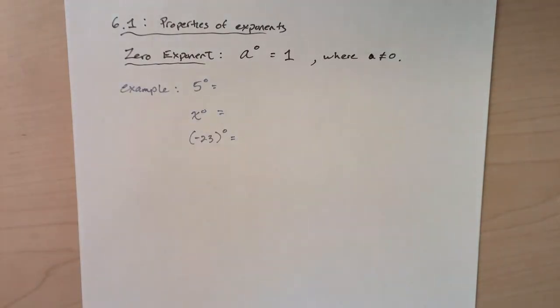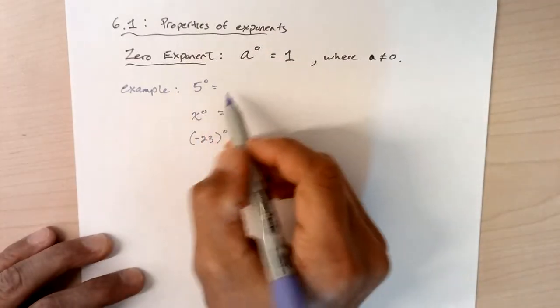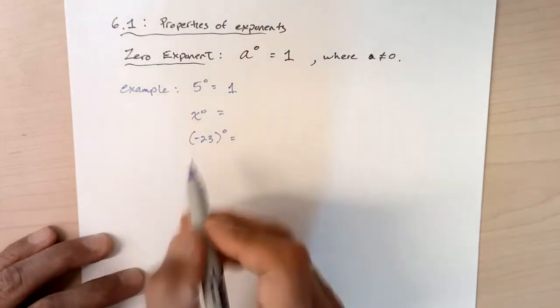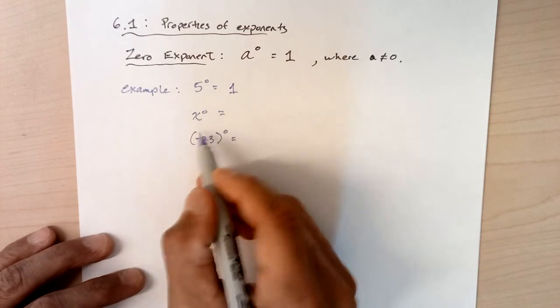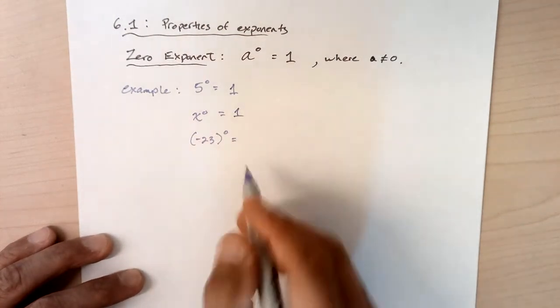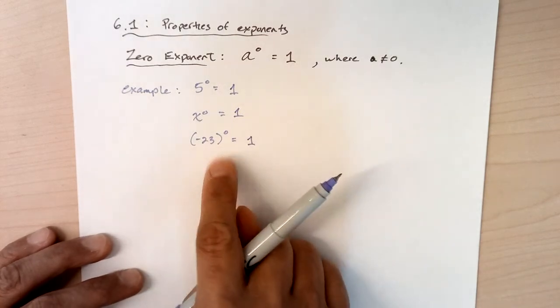Again, anything other than 0 to the 0 power is 1. So 5 to the 0 power, that should be 1. And then you could even try that on your calculator. 5 to the 0 power on your calculator would give you 1. As long as x is not equal to 0, x to the 0 power would be 1. Negative 23 to the 0 power would be 1, as long as you enter it in your calculator exactly like this.